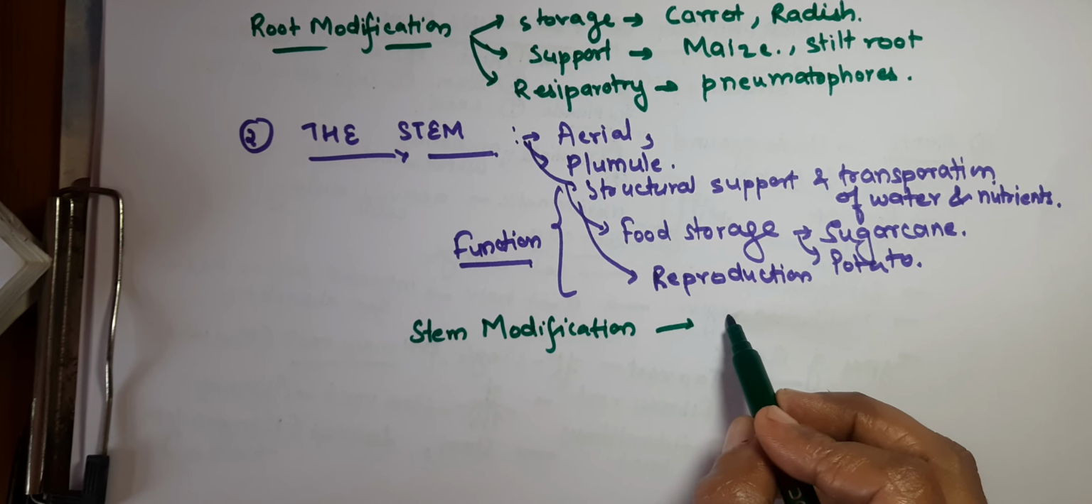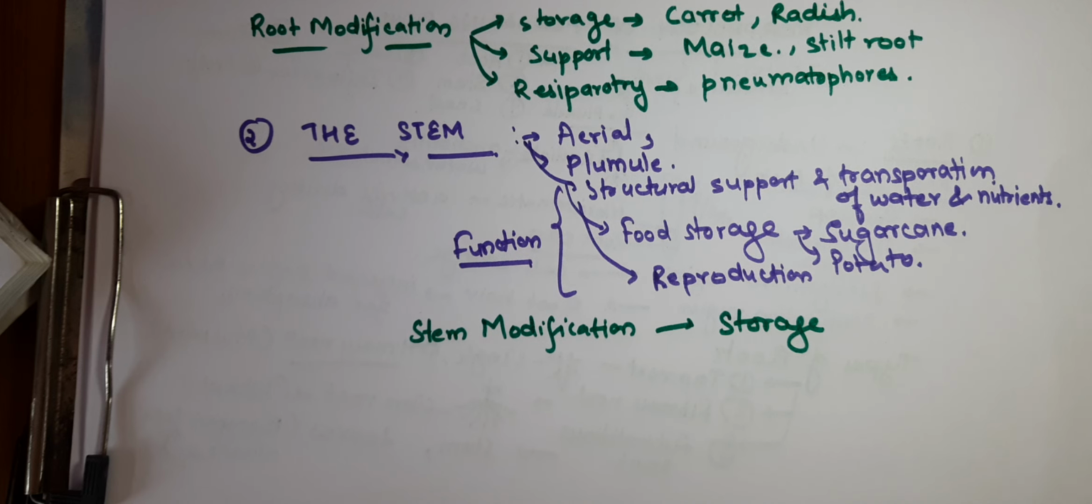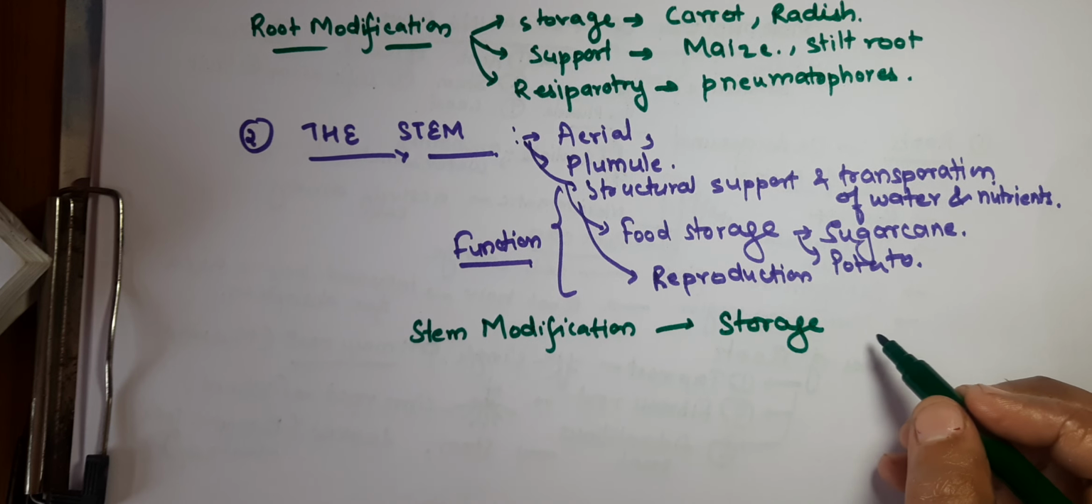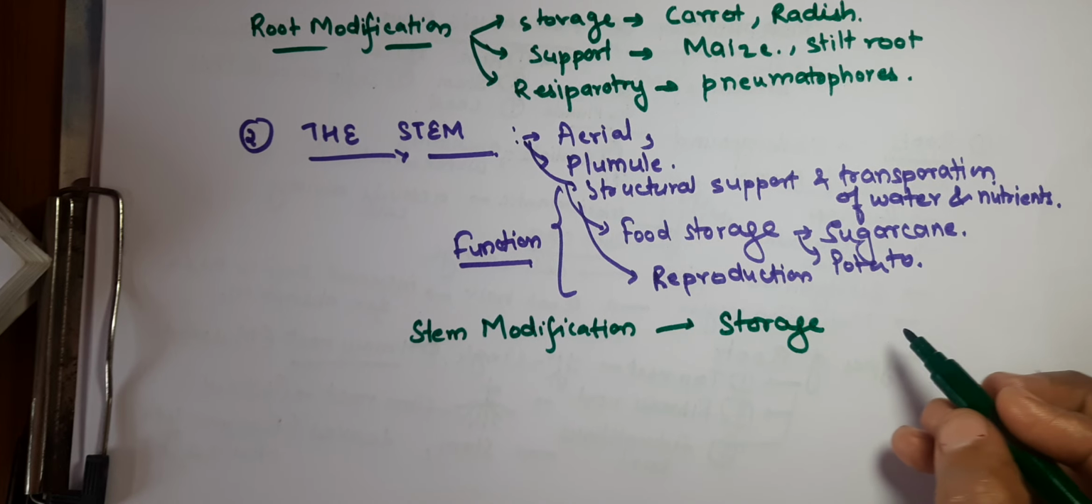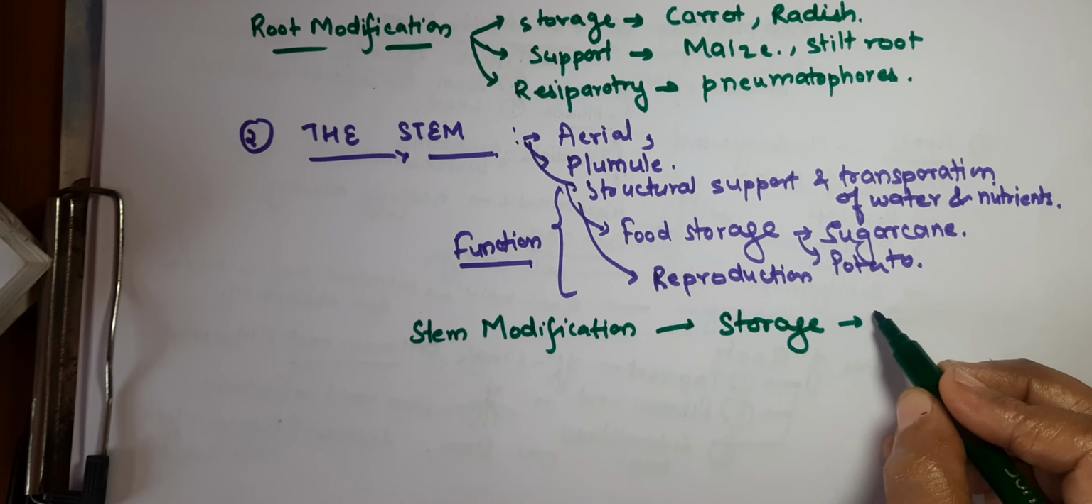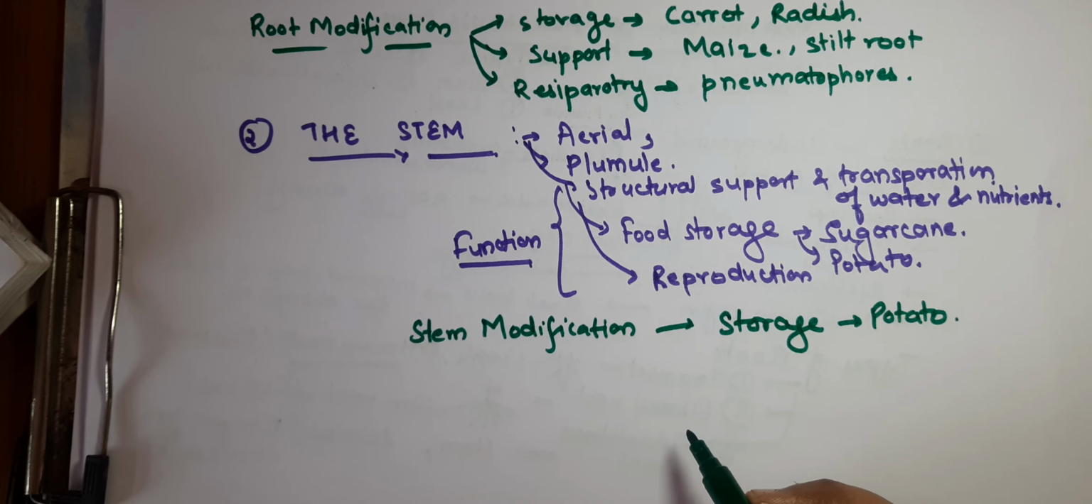So basically, three types of stem modification are there. The storage one: if the starch is stored in the stem, then it will act as a storage function, and this kind of stem modification is observed in potato, where the starch is stored in the stem, in the tubers.